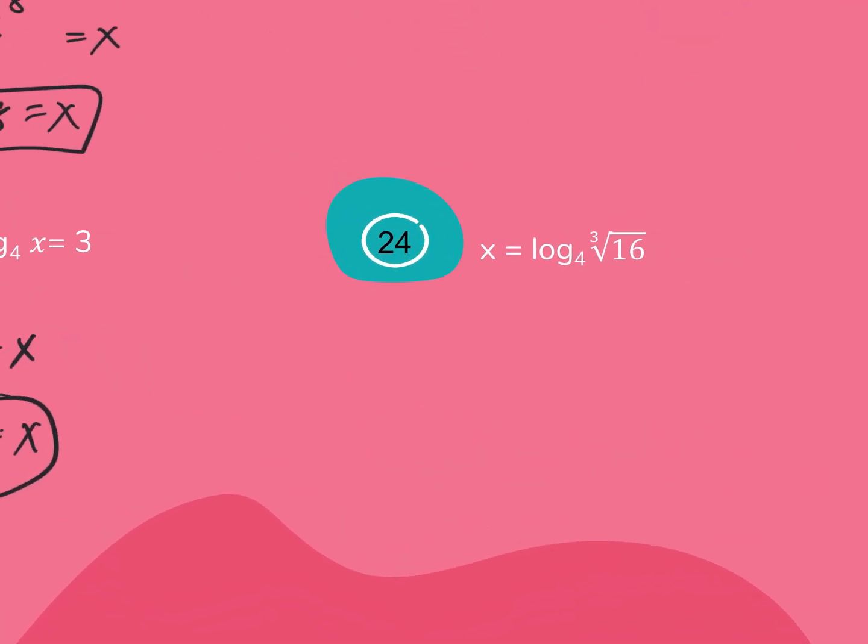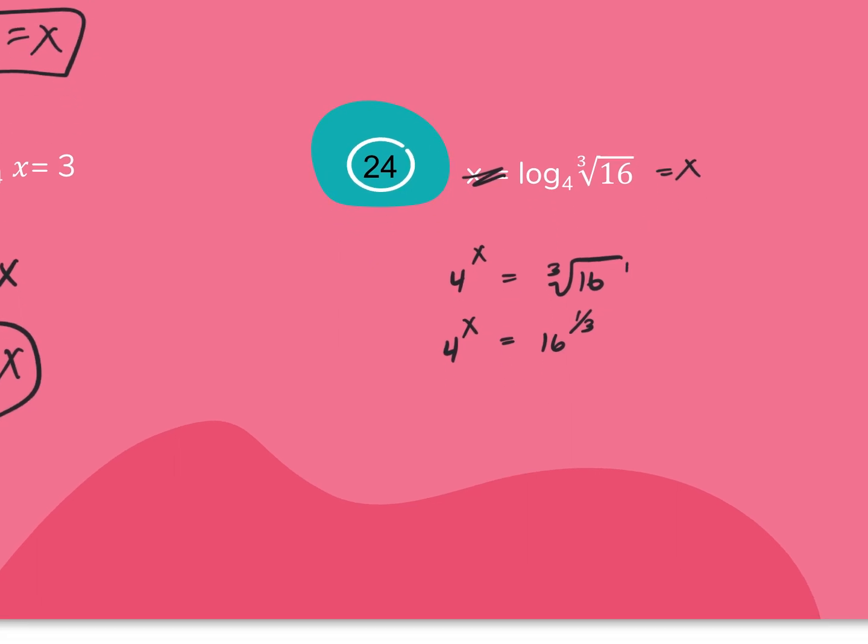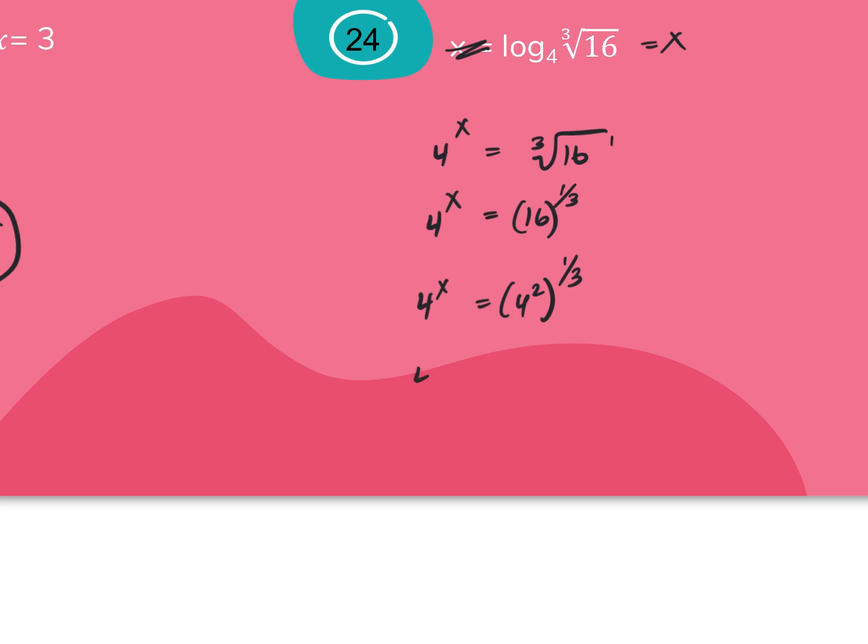And last one, again, I like to do it like that, but I get 4 to some x power equals the cube root of 16. And I've got 4 to the x power equals 16 to the 1/3 power. Now, I know that 16 is 4 squared. So 4 squared to the 1/3 power. Remember, I want the bases the same. So 4 to the x equals 4, and I'll do 2 times 1/3, 2/3. So x must be 2/3.